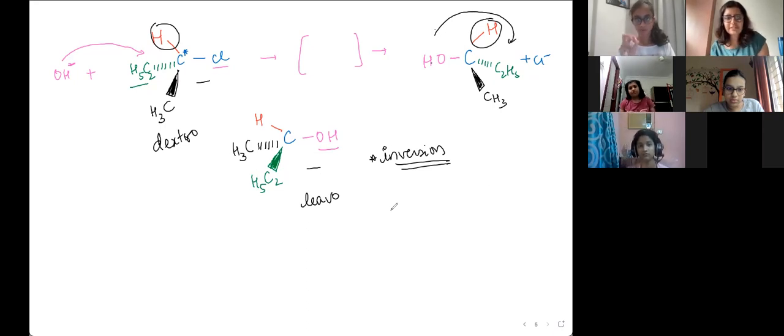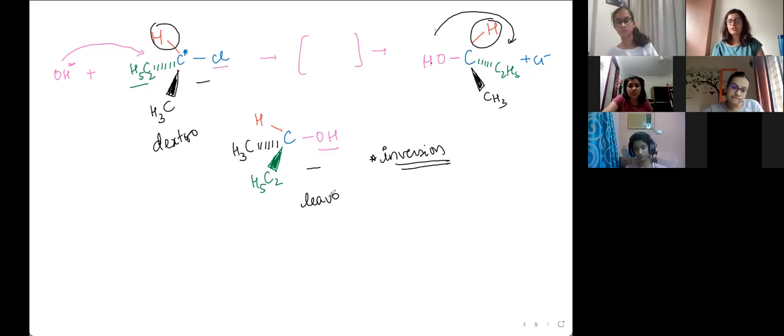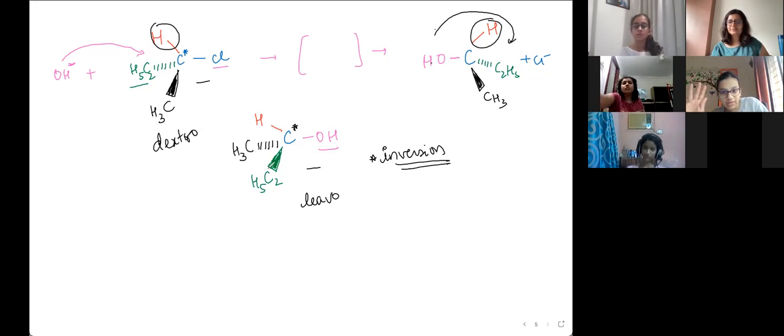No, because of this inversion in the structure, its optical properties also changed. So if this happened to be a dextro rotating compound, it has become a levo rotating compound. Because it got inverted, right? The geometry got inverted. So the direction in which it rotates changed because we inverted it, right? No, it's a characteristic of the compound.